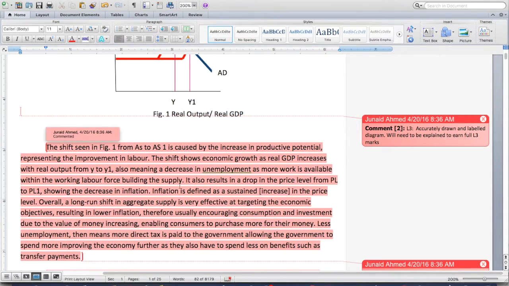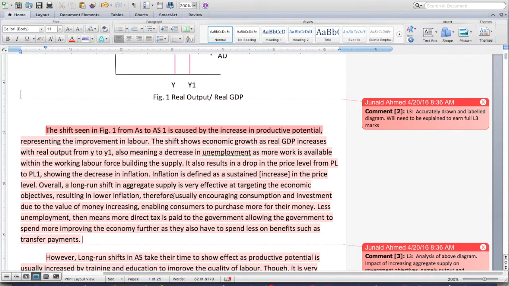Let's see, inflation. This part is fine. Here's where I had another issue. It says a decrease in unemployment as more work is available within the working labor force building the supply. You could say there's a decrease in unemployment because the cost of production has fallen and employers are willing to employ more people to produce their higher level of output.